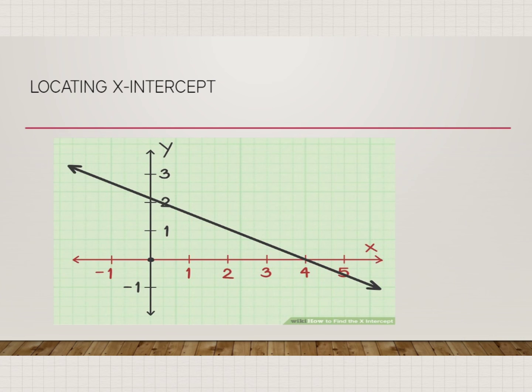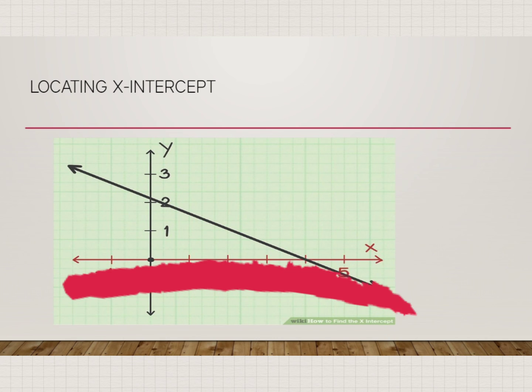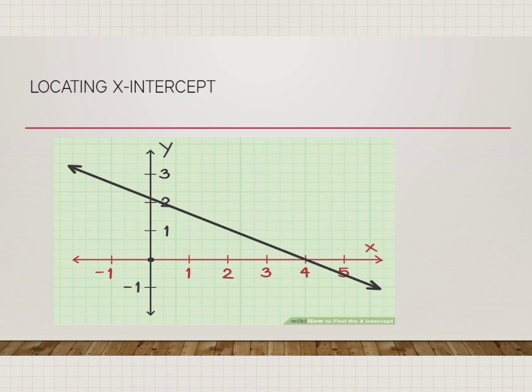So, given the example graph on the slide, according to what I have said before, you need to first identify the x-axis. So, our x-axis is our horizontal line. So, this is our x-axis. And then, find the point where the line crosses the x-axis. So, as you can see, this is the point of their intersection on the number 4.